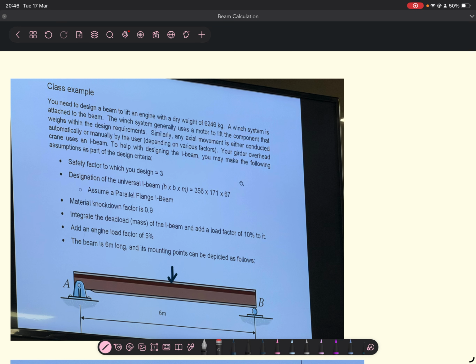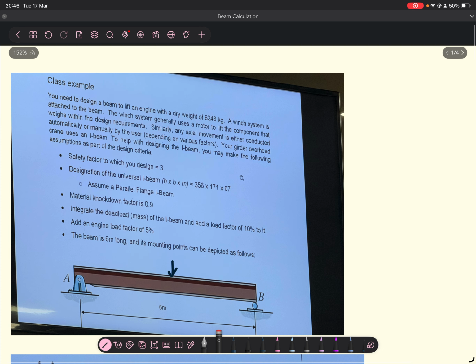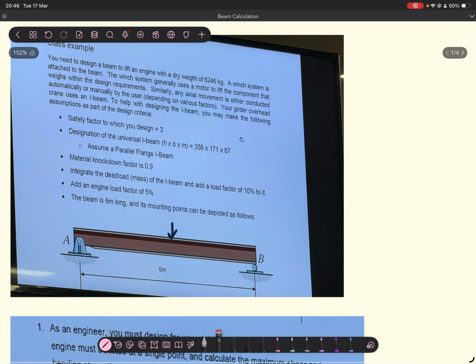So in this question we're asked to design a beam that's going to lift an engine with a dry weight of that much. We're told that a winch system is attached to the beam, which is going to be used to pick stuff up. Cool. And then we're told that we're going to be using an I-beam, and then we're asked to make the following assumptions about our configuration. So we need to have a safety factor of 3.